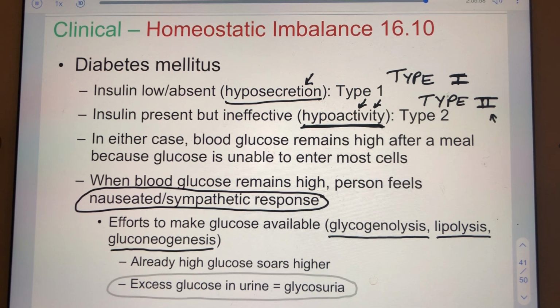All right? And often an early indicator that a patient may be diabetic, or at least where diabetes mellitus is concerned, is that extra glucose in the blood is spilling over into the urine, and that's called glucosuria.